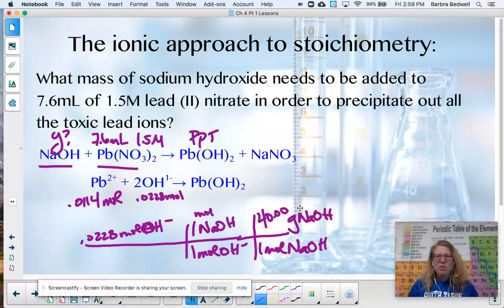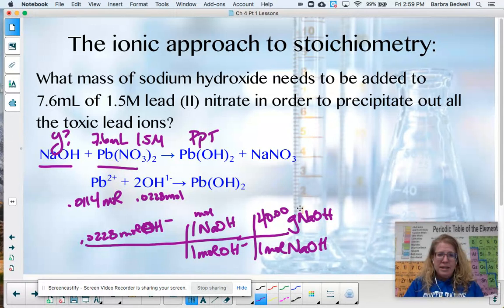I don't know that this really saves you any time. You can tell I'm not perfectly stoked about this method. It works. And if you have an ionic equation, I want you to know that you can use that, and you can use your relationship between ions, and it's totally fine. But like I said, I tend to use formula equations and go from there.